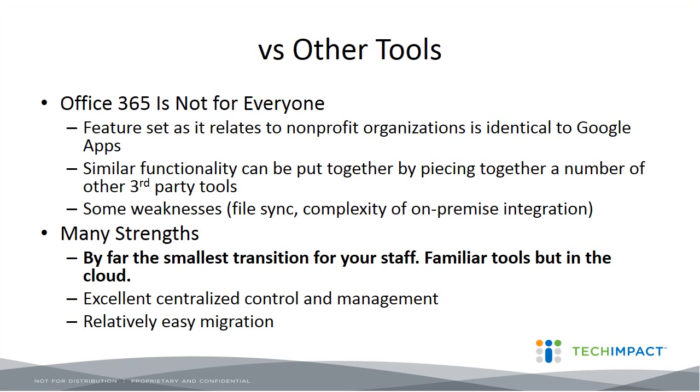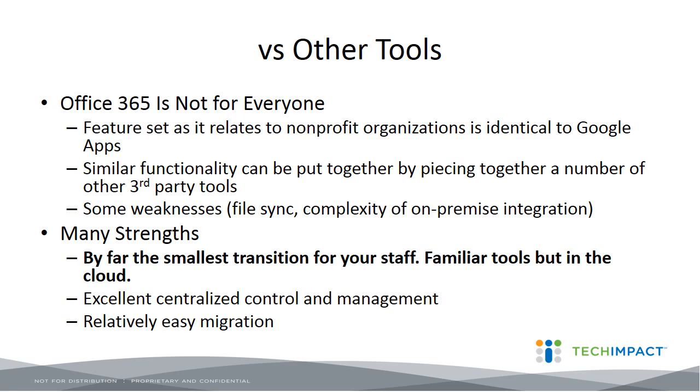I just want to give you a little bit of context of Office 365 related to anything else. 365 is not the right solution for everyone. The purpose of this webinar is not to help you make that decision. It's to help you get to Office 365. But I want to mention this, right? So basically the feature set is the same between Office 365 and Google Apps. Or you can get pretty much the same functionality just by going out and saying, okay, I want Dropbox and I want Zoho and I want these other applications. You can sort of get the same thing.